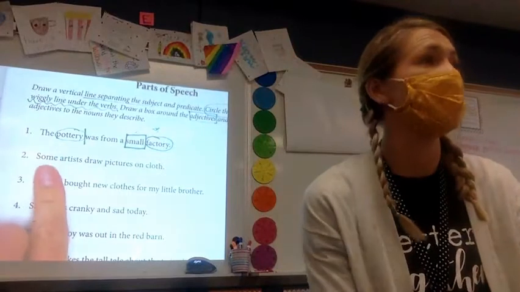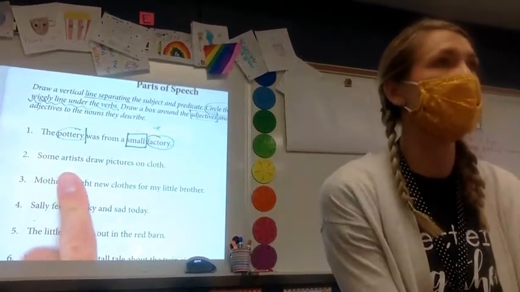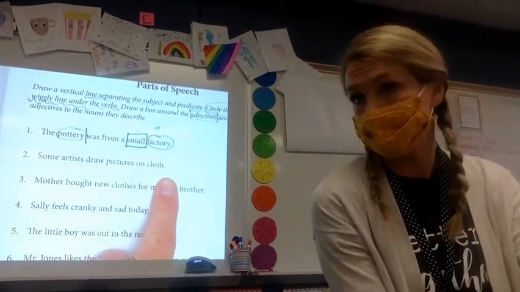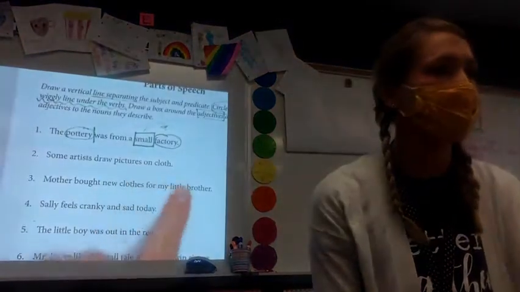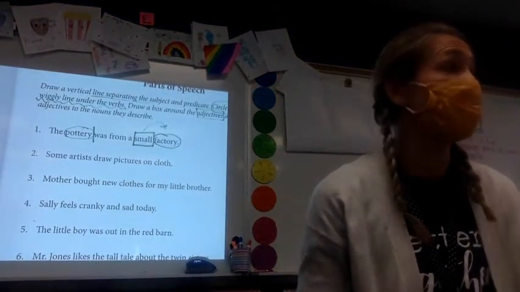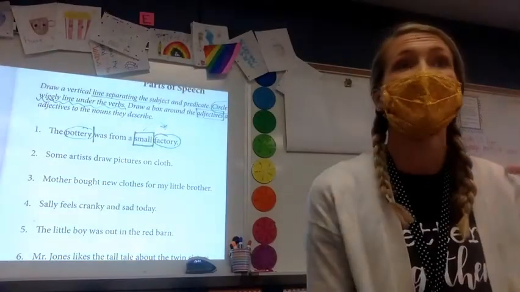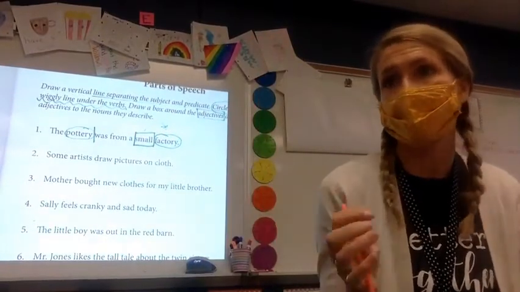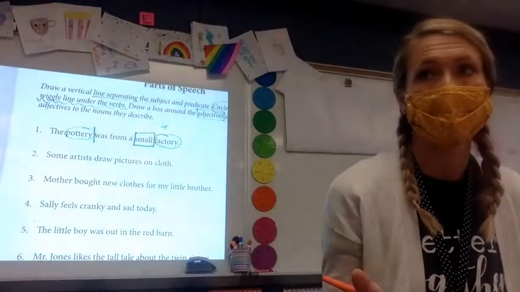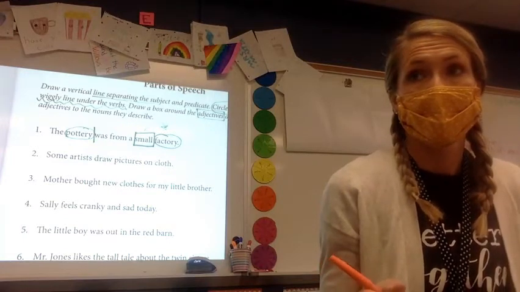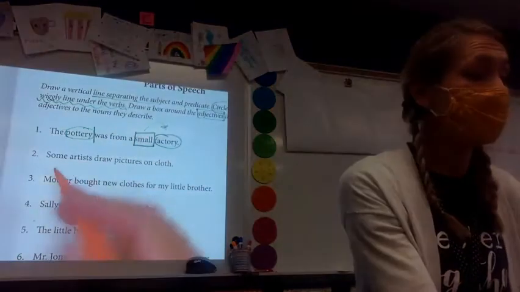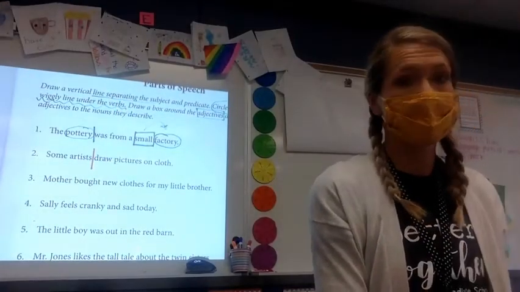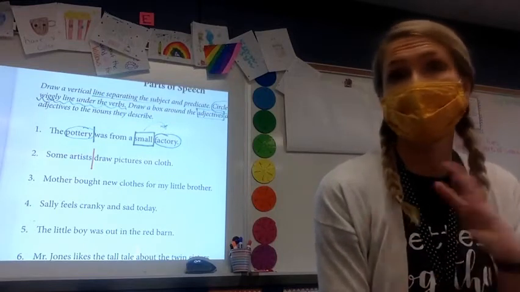Okay, third graders, next we're on the second one. Read the sentence for me. Some artists draw pictures on cloth. Cloth, like fabric. So we're going to go through it together. First, we're going to separate the subject and the predicate. The subject is the who. The predicate is everything else. What is our subject in this? Artist. So when I find that, some artists, that's my subject. Everything else is my predicate. Simple, right? I've separated the two.